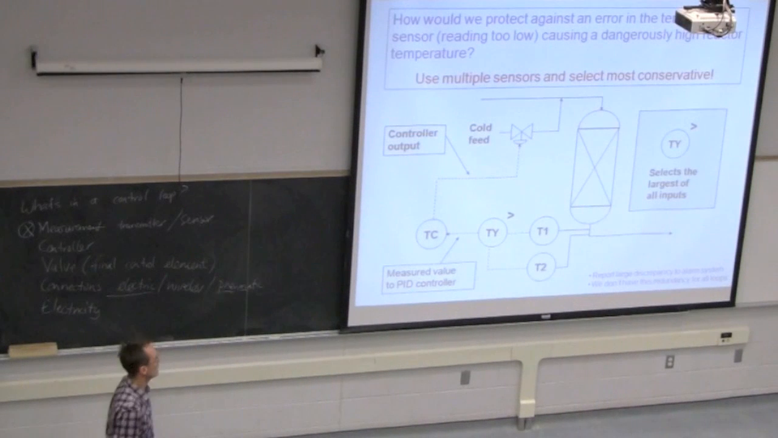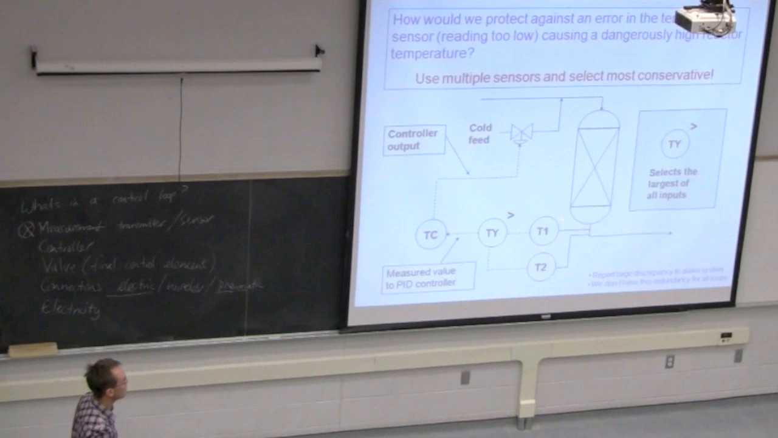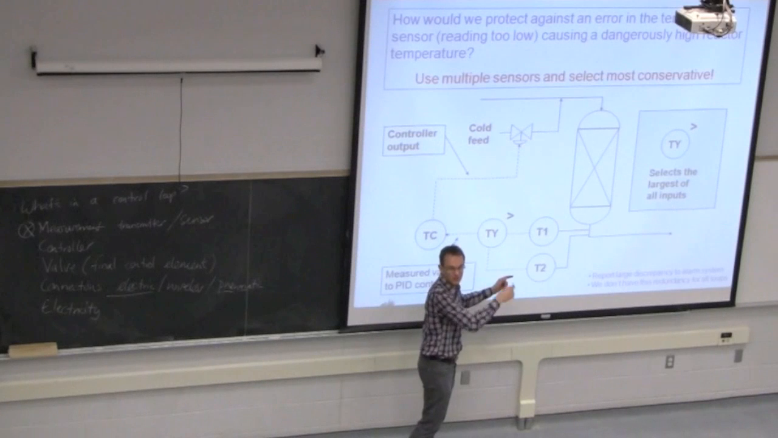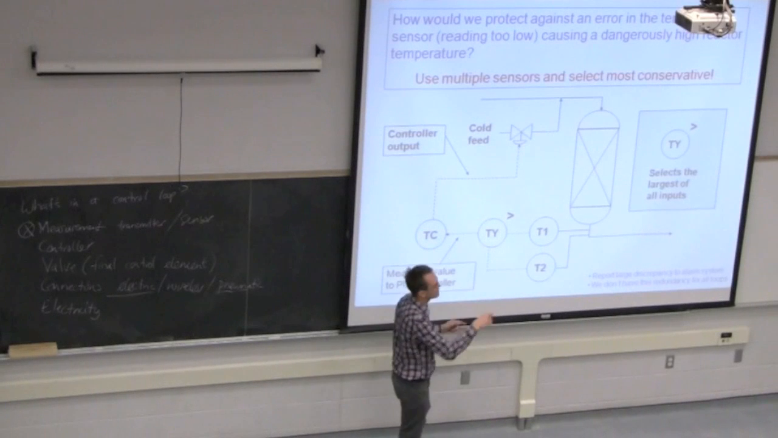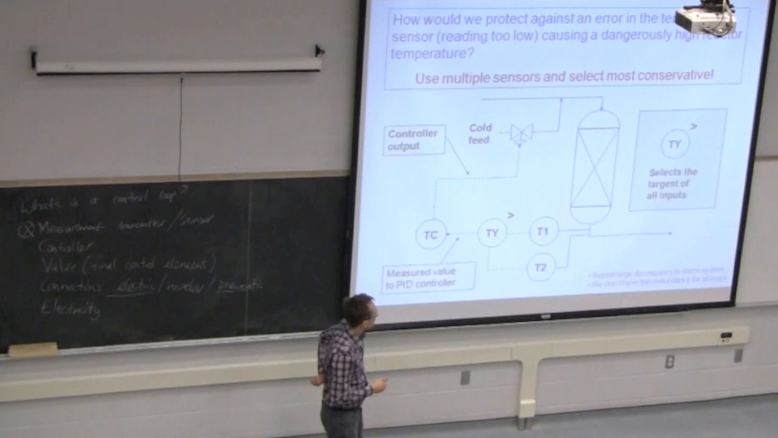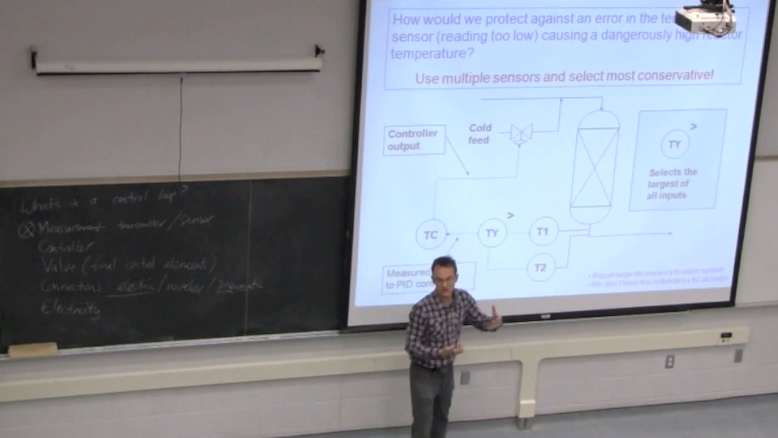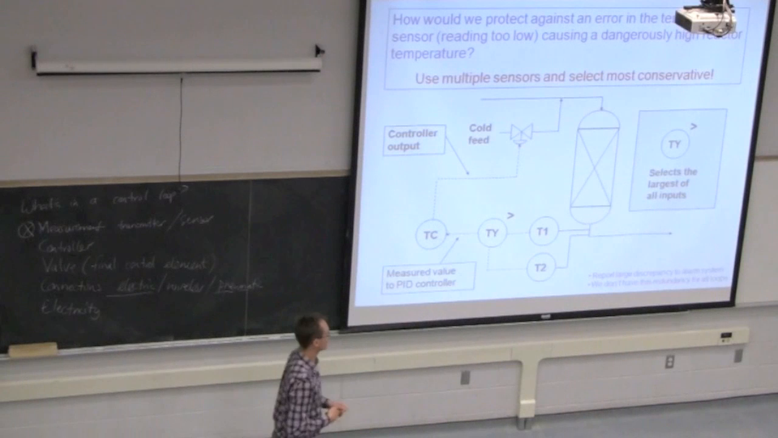Okay? So if T1 breaks and now reads 0 degrees, we're still going to use T2 to control our loop. We're also going to send an alarm to the operator and say, by the way, there's this huge discrepancy between T1 and T2. Take a look at this, please. So we're going to do that as well. But in the meantime, this automatic control loop needs to keep going. It's running every 1 second, every 2 seconds. We're going to use, in the meantime, just the higher of the two until operators or human interaction come in to fix up that discrepancy.